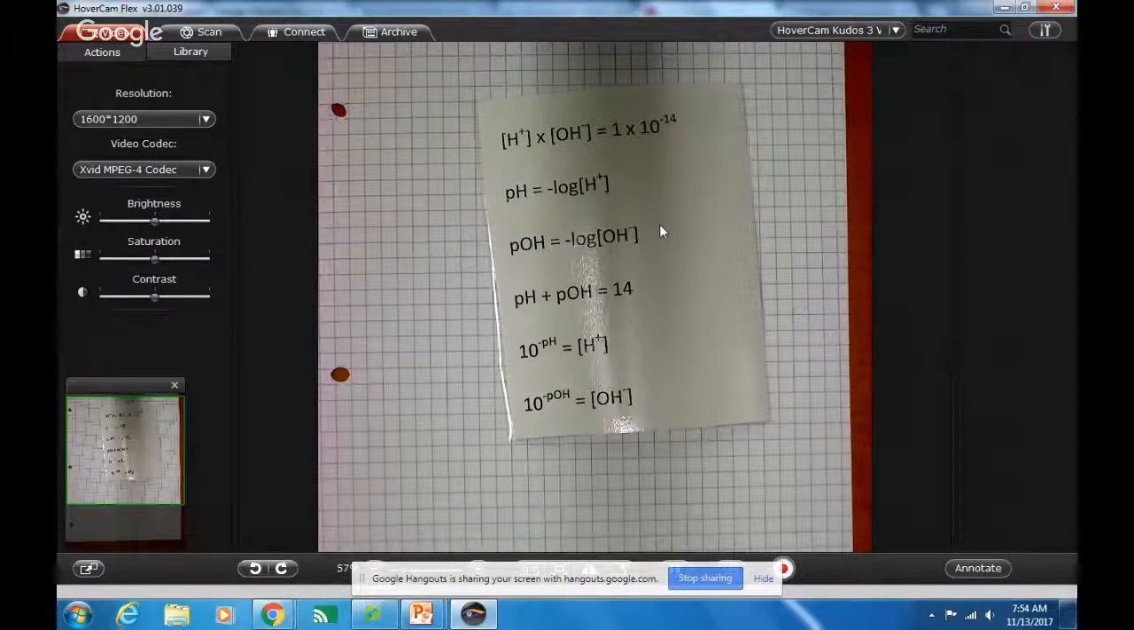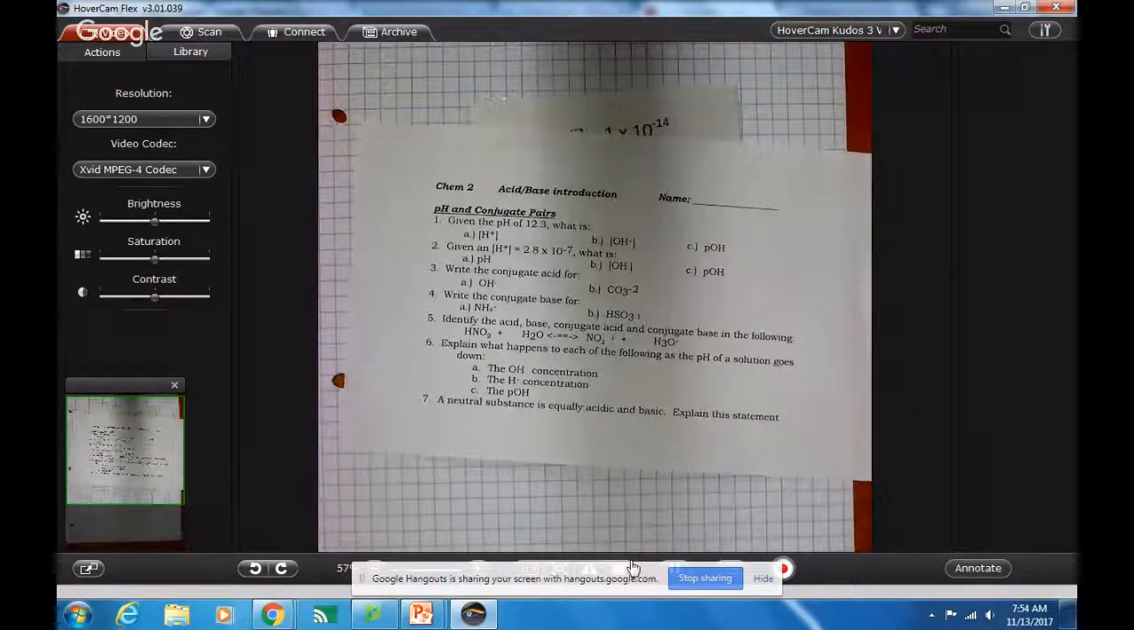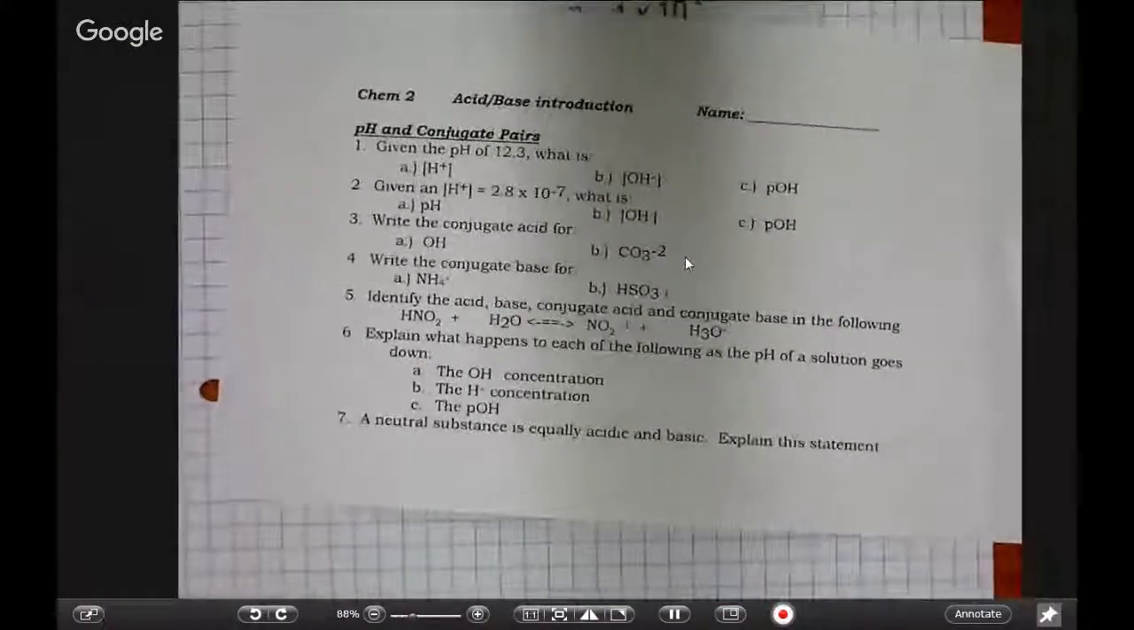This morning, we are going to look at your half sheet from Thursday covering acid-base introduction, specifically pH and conjugate pairs. It looks something like this. I had some of these problems on it. You guys watched videos over it on Thursday while I was gone.